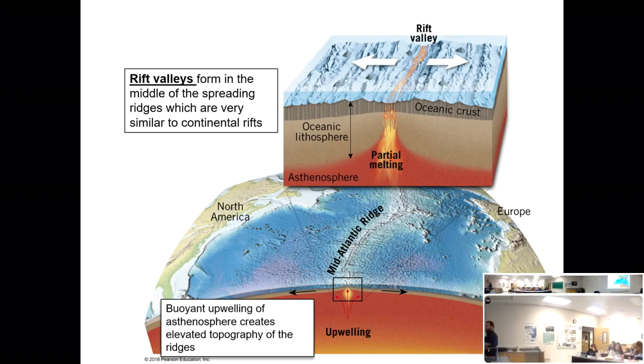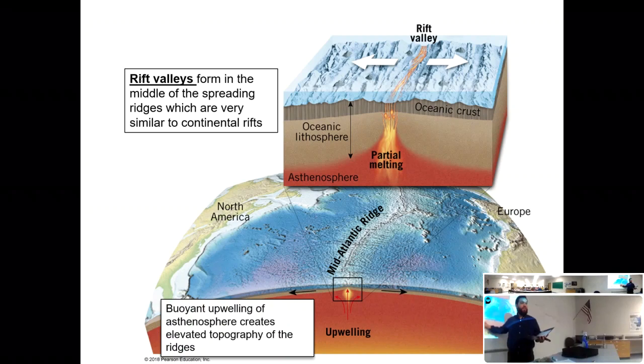So remember, in these places, this is where the buoyant asthenosphere is upwelling. It's coming up to the surface, and it's creating a lot of magmatism. You might remember that 80% of the volcanoes occurring on Earth's surface are happening right here. So the vast majority of volcanic activity that happens on Earth, we don't see it.